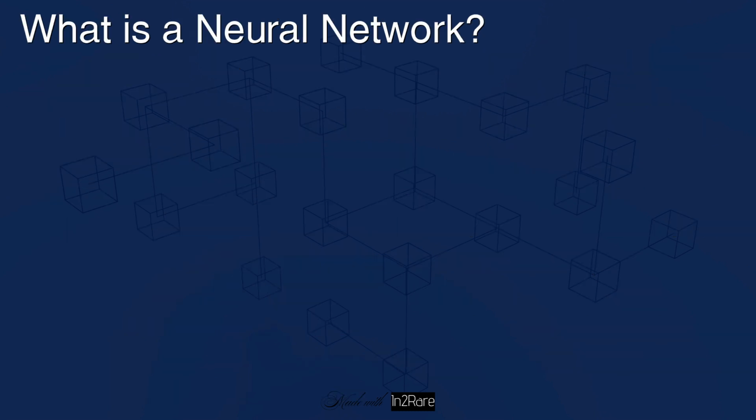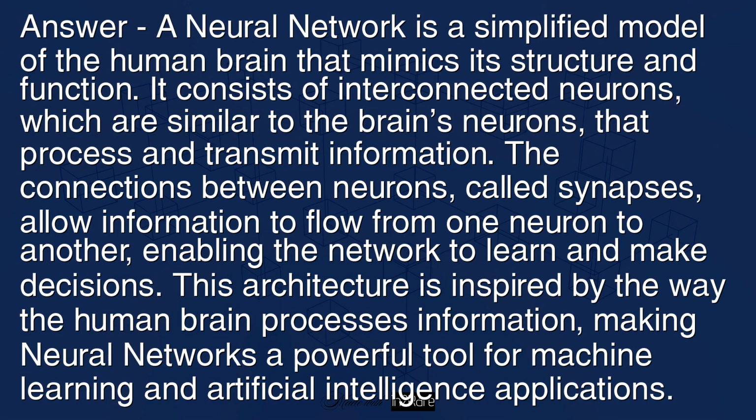What is a neural network? Answer: a neural network is a simplified model of the human brain that mimics its structure and function. It consists of interconnected neurons, which are similar to the brain's neurons that process and transmit information. The connections between neurons, called synapses, allow information to flow from one neuron to another, enabling the network to learn and make decisions. This architecture is inspired by the way the human brain processes information, making neural networks a powerful tool for machine learning and artificial intelligence applications.